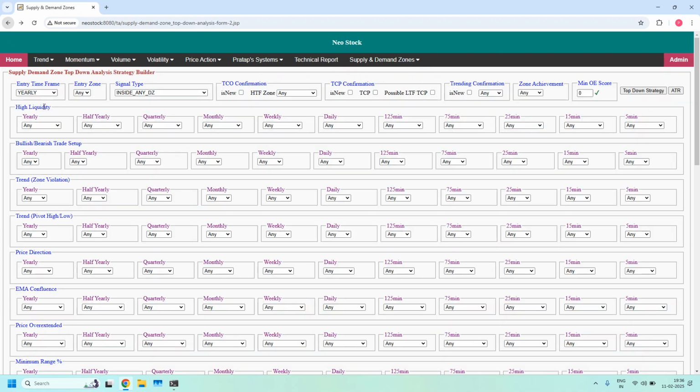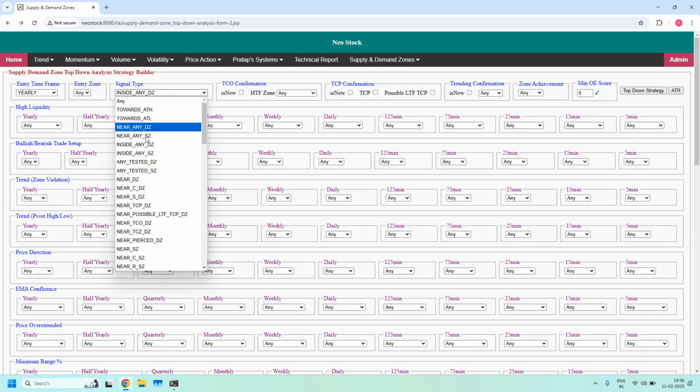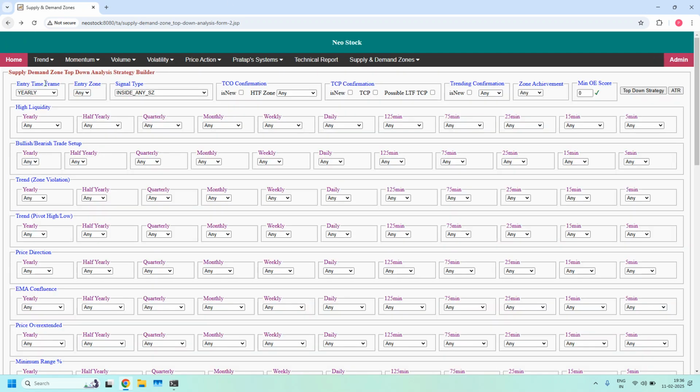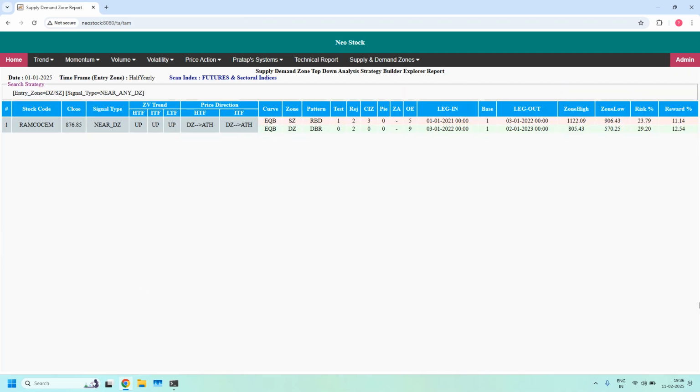Okay, next. Yearly time frame. Price closed inside the yearly supply zone. No stocks are available. Next time frame is half yearly. Stocks near half yearly demand zone. We got 1 stock.